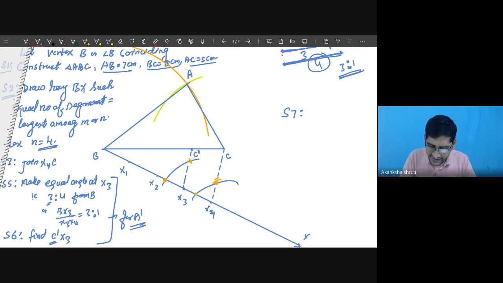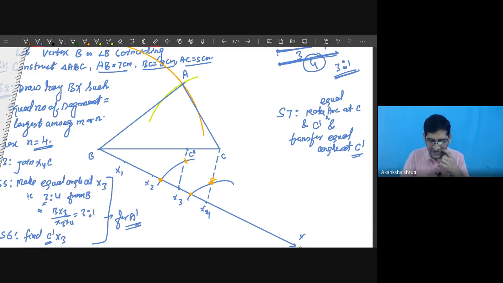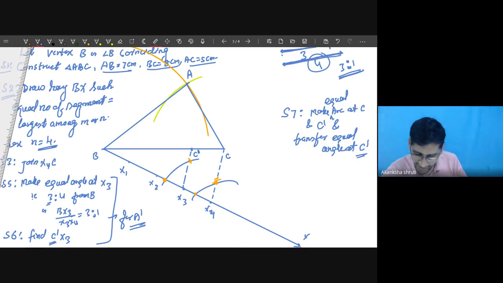we want to transfer the angle C at C dash. That's all. So make arc at C. Make arc at C and C dash, rather equal arc, add the word equal, that's all, and transfer or equal angle at C, equal angle at C dash, whatever is at the C. So what to do? Again, student, adjust your compass, make an arc here with the center C. Now you have to shift the center to C dash without changing the radius of the compass. You need to make another arc.